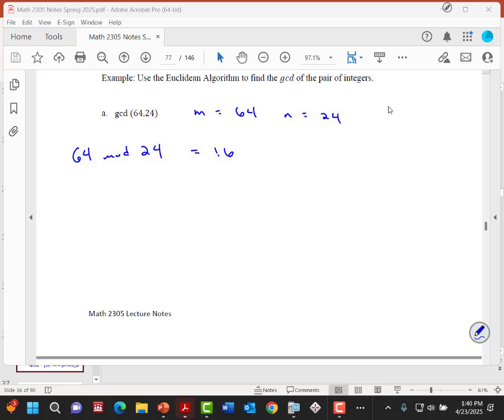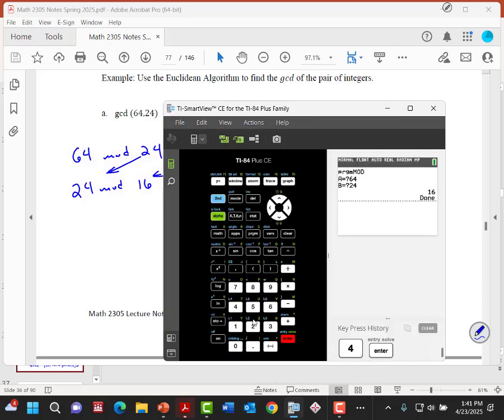The 16 is still bigger than 0, so we're going to repeat the process. Now we go 24 mod 16. What was the n value now becomes the m value, and what was the remainder now becomes the n value, or the smaller of the two. So let's compute 24 mod 16, and I'll run this through again. 24 mod 16 is 8.